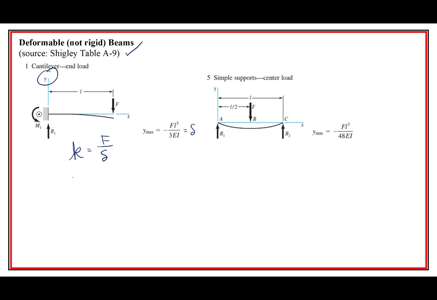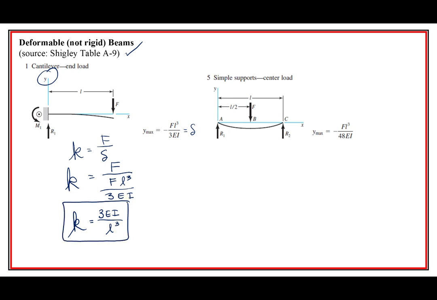So you can see that the K that we actually get right here is going to be K equal to F over FL cubed over 3EI. So instead you get a stiffness that's going to be 3EI over L cubed. The same thing can be true in the simply supported beam here with a center load. Here's the maximum, so that's the del right there. So without going too much further, you can just see that we're going to end up with 48 EI over L cubed.